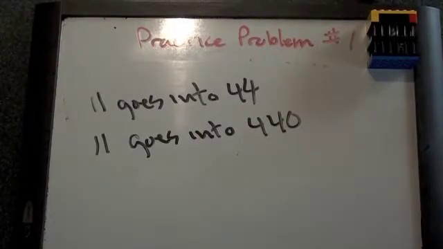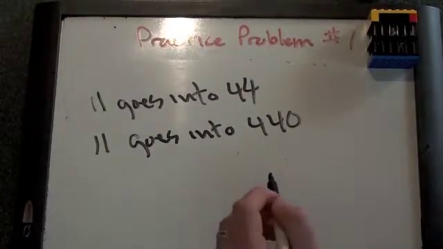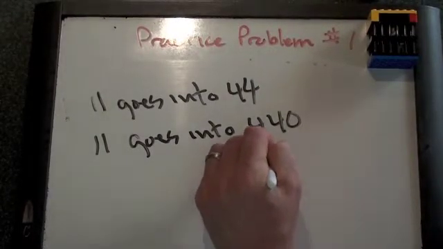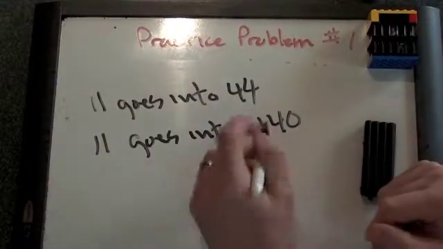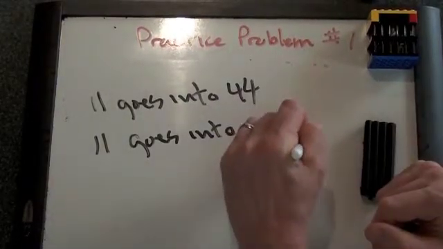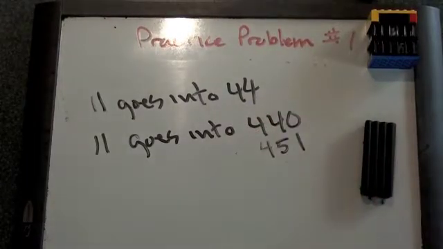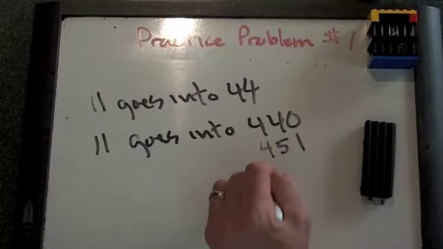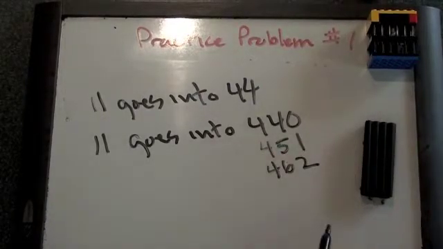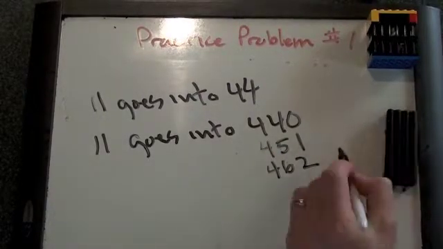It can be 451. How did you figure that one out? Well, 440 is divisible by 11, so I just add 11. Okay, so next we're going to go 451. Is that divisible by 2? No. What's another one above that that's also divisible by 11? 462. Is that divisible by 2? Yep. Okay, well maybe this is our highest number.